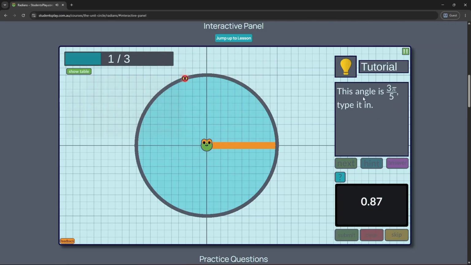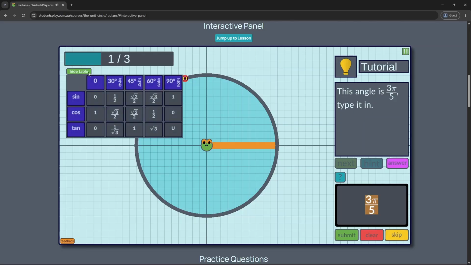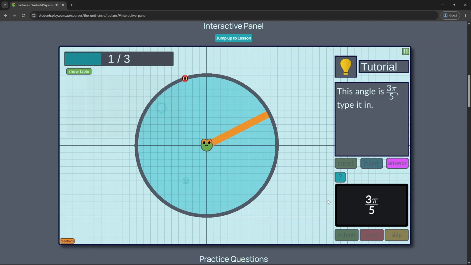Okay. This angle is 3 pi on 5. Type it in. Okay, 3 pi on 5. Is that in our exact value table? No, we have 2, 3, 4. We don't have a 5. So this is for ones that are not the normal segments, I guess.